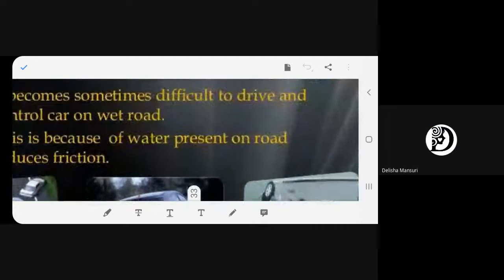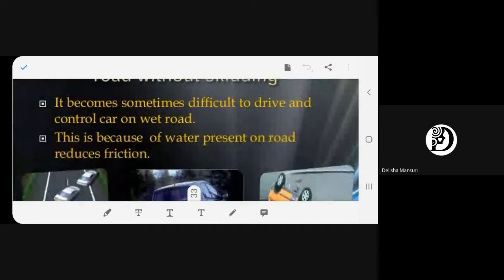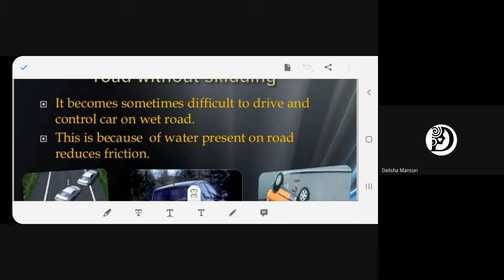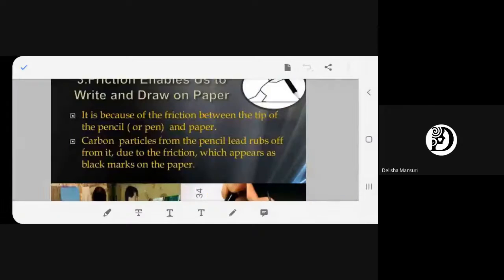So whenever there's water, this thing happens. Why? Because water reduces friction. And whenever the friction is reduced, all these problems happen. So the car will skid, the vehicle will skid. Next.